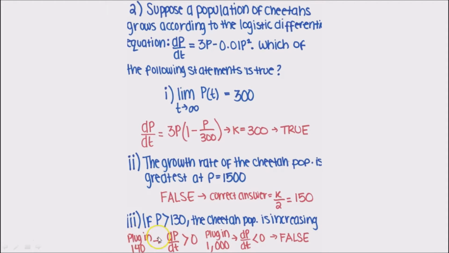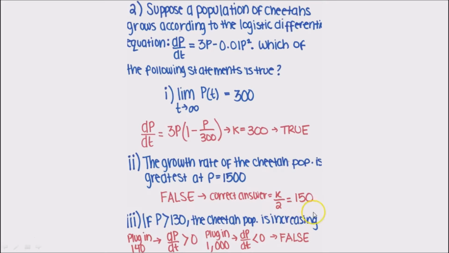And at this point, some people may stop and just put that this statement is true, since at 140 it's increasing, and they might assume that after that it must be increasing as well. But you want to be careful and you want to plug in a few different points. And so I plugged in a value that was a lot greater than 130. I plugged in 1000, and I got that dP/dt is less than 0. So this statement is false.